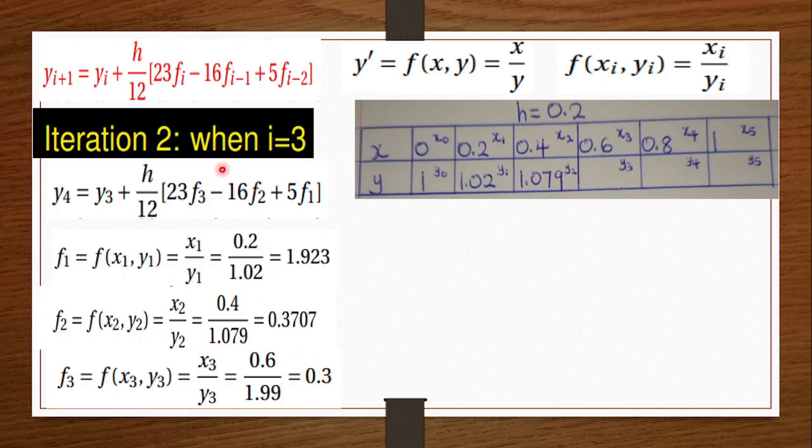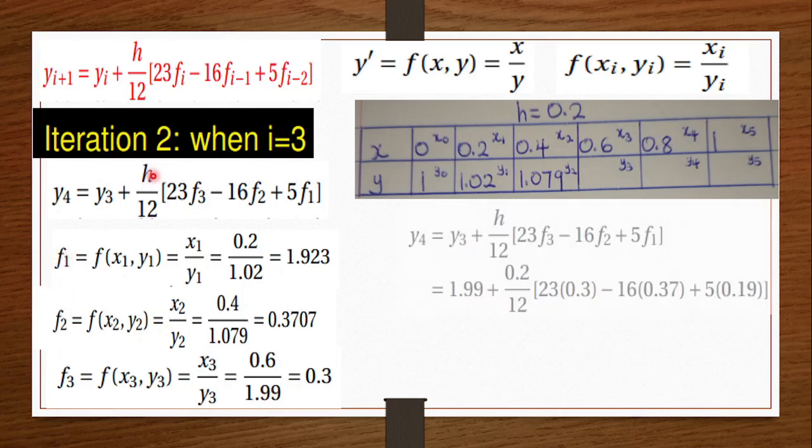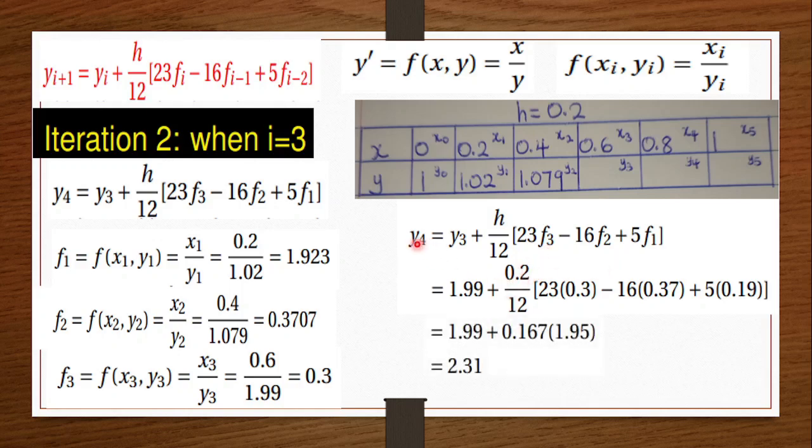So now you go back to the equation and then you put the f1, f2, f3 inside this equation, right? And then we know y3 to be 1.99. So if we put everything inside here, we do our computations on a calculator, we will have y4 to be 2.31. So we can put this 2.31 inside our table here for the y4. Now the last thing to do is the last iteration, which is y5.